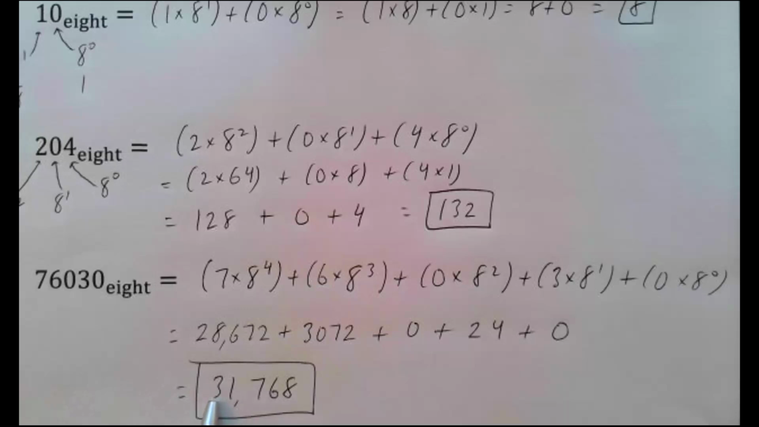What we currently call 31,768 in base 8 land would be referred to as 76030. But they would be equivalent to each other. Base 10, base 8.